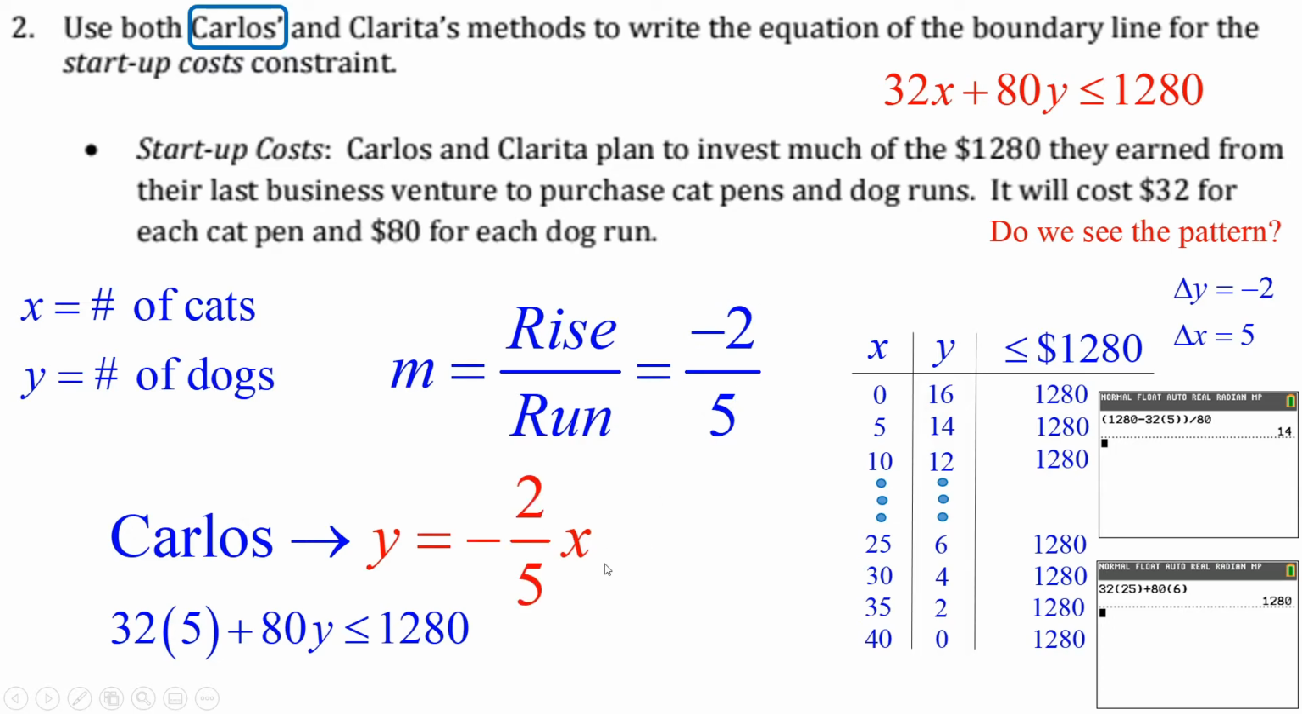And then the y-intercept, the plus b right there: when x equals 0, y equals 16. So 16 has to be my y-intercept. And there is Carlos's equation in slope-intercept form, y equals mx plus b. The slope is -2/5, and the b is 16.